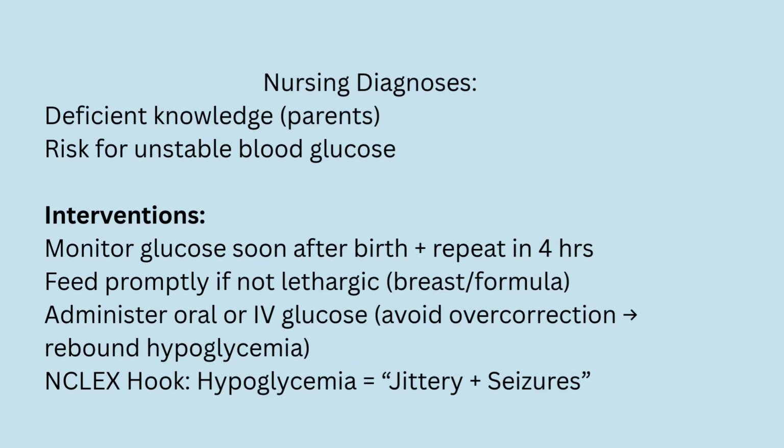Nursing care involves checking blood glucose soon after birth and repeating at 4 hours, feeding promptly if the infant is not lethargic, and giving oral or IV glucose if needed. Avoid rapid overcorrection because that can cause rebound hypoglycemia. High yield. A jittery or seizing newborn should make you think hypoglycemia.